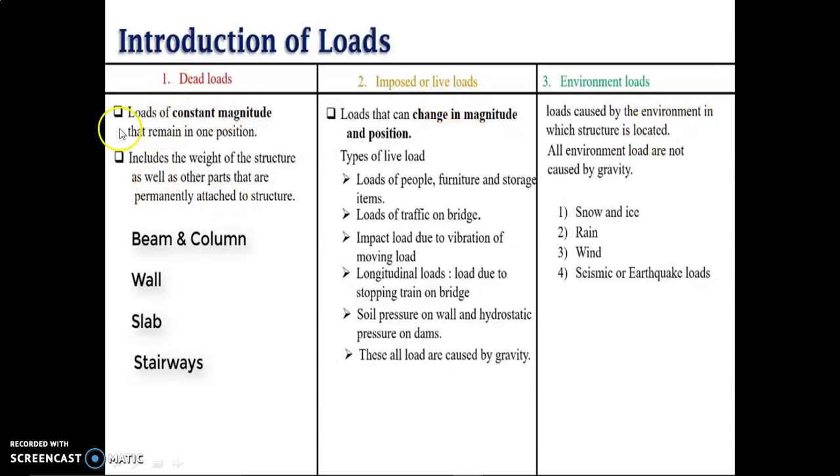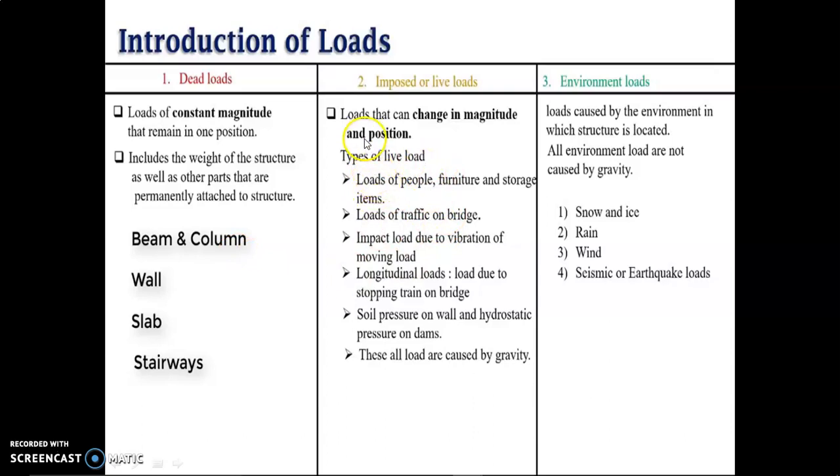So dead load contains loads of constant magnitude that remain in one position. Means if we cast a beam, the weight of the beam is the dead load. It remains in one position and that load is constant. It includes the weight of the structure as well as other parts that are permanently attached to the structure. So beam, column, wall, slab, stairways, these are all dead loads.